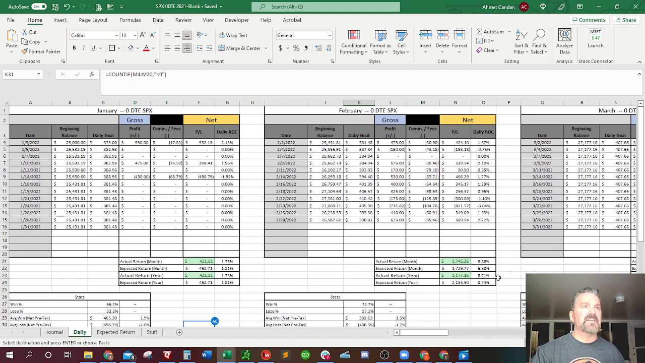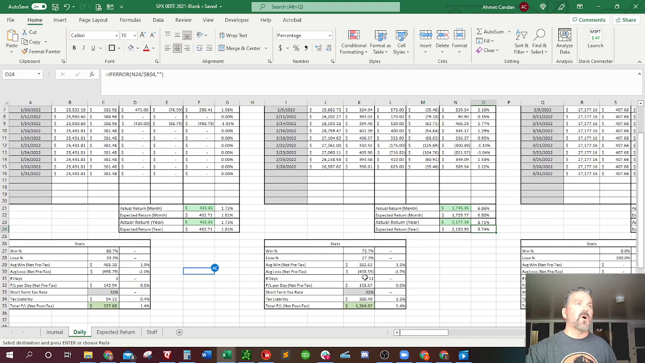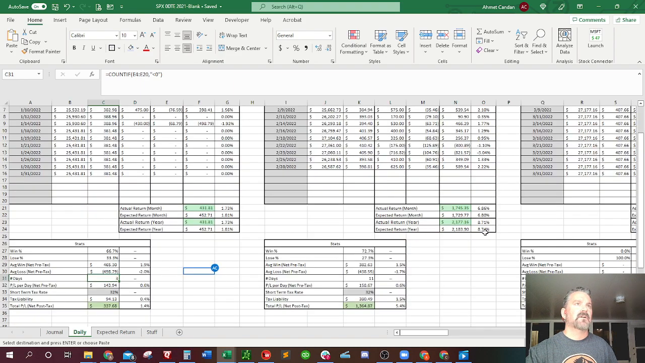But you also see that it gives you your expected yearly return. And remember, this yearly return is based on all the days you traded in February plus all the days you traded in January. So 3 plus 11 equals 14. If we go to our expected return, 14 trade days, that should give us 8.74%. And there we are, 8.74%.